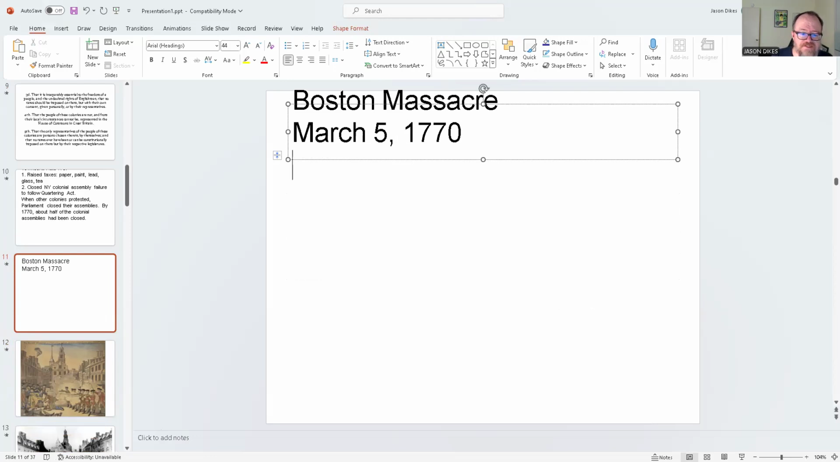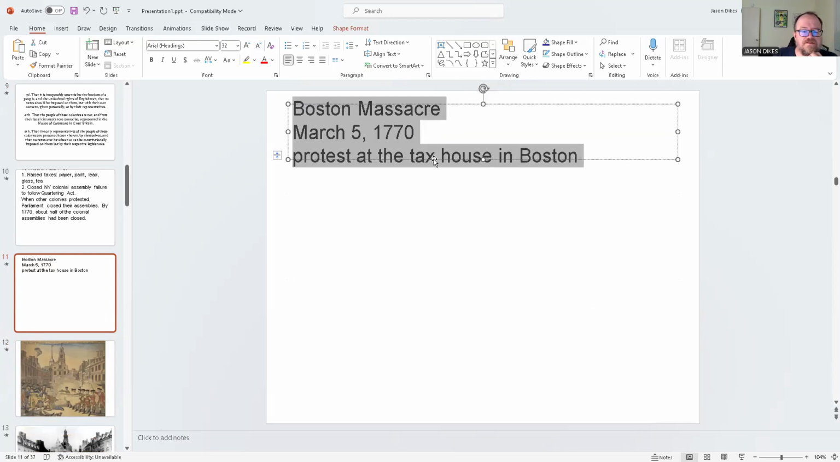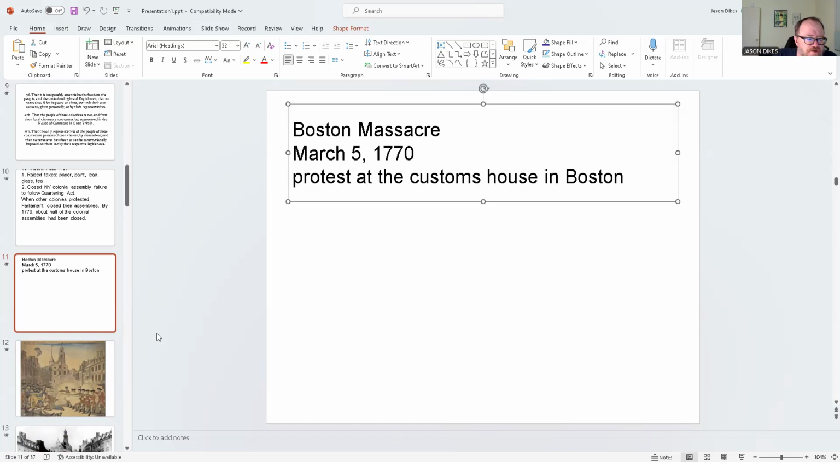On March the 5th, 1770, there was a protest at the tax house in Boston, where a person would go to pay their taxes. A better place would be a customs house. And this protest had been going on for quite some time. There was a pretty large crowd who had gathered to protest the Townsend Acts. And there was a guard of British troops there.